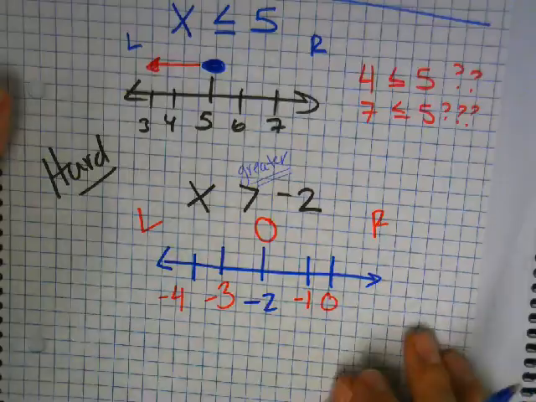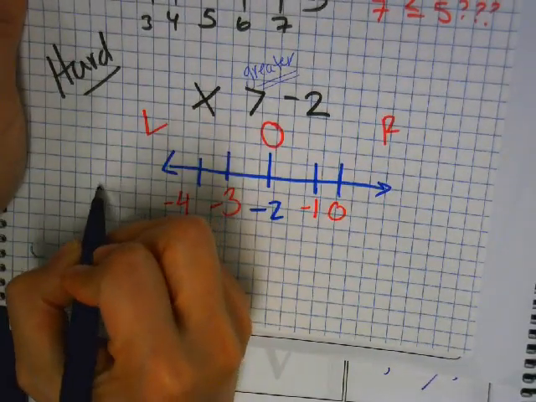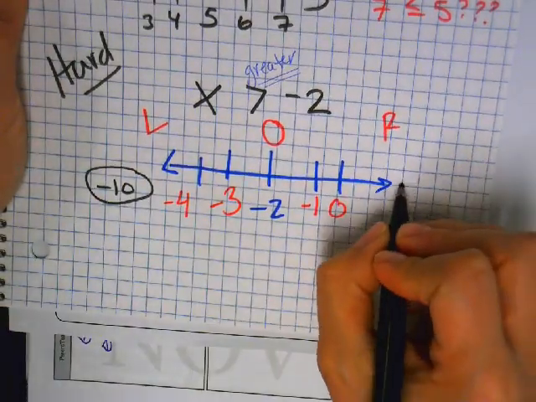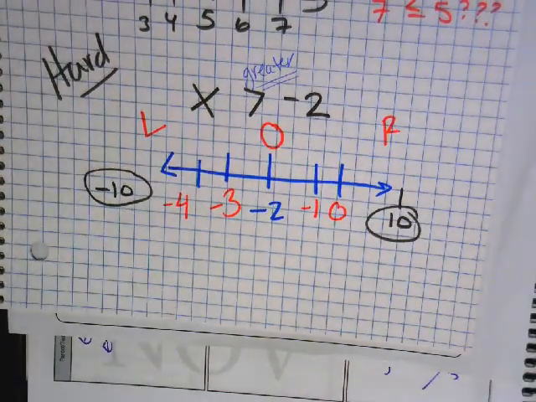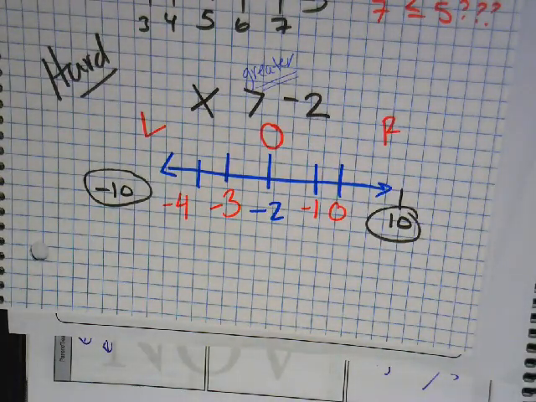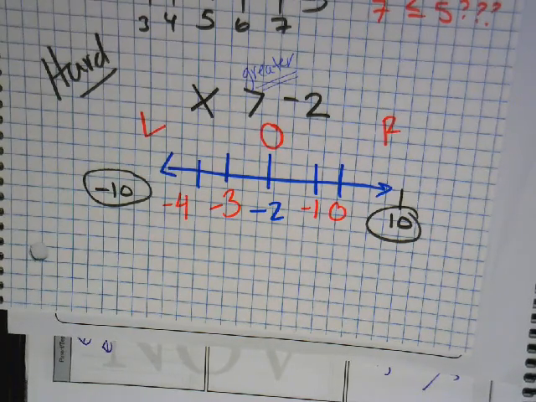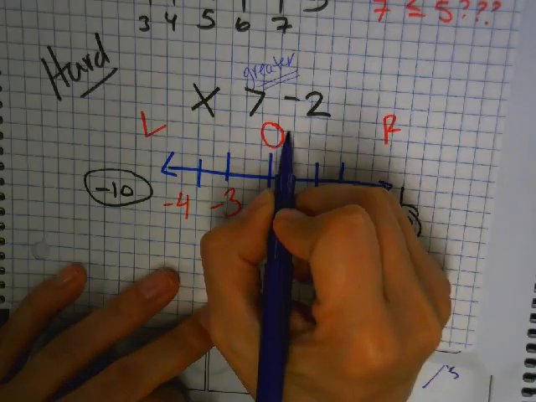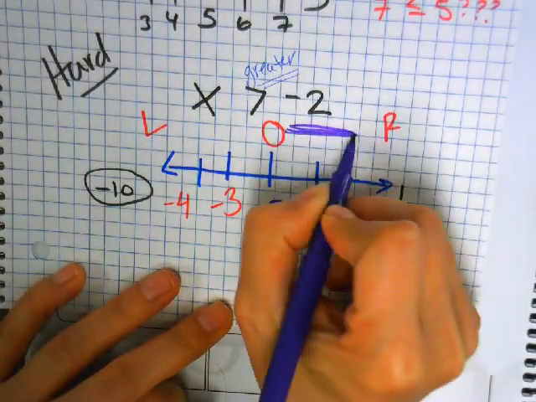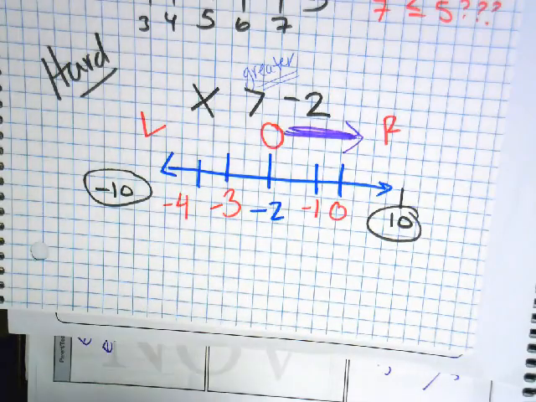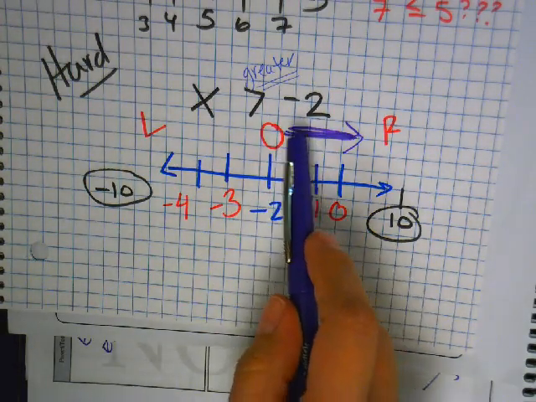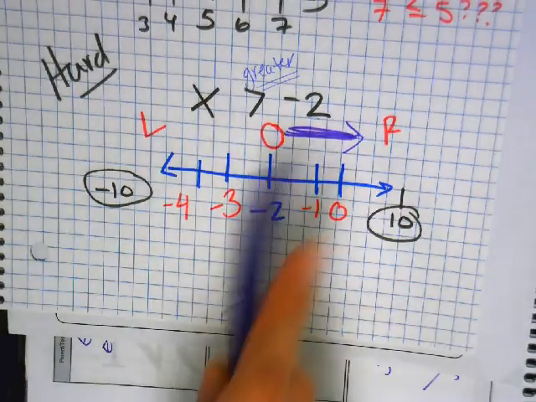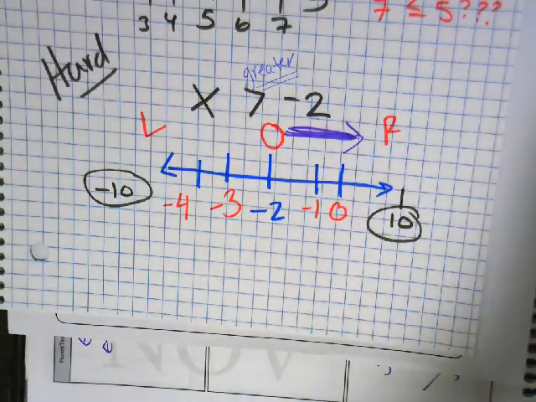So let me put these two numbers on your number line. -10 and +10. Which side is bigger? The -10 or the +10? +10. I'm looking for greater. I'm looking for bigger numbers. That would be this side, the right side. So I'm looking for numbers that are greater than -2. That would be on the right side with the negatives.